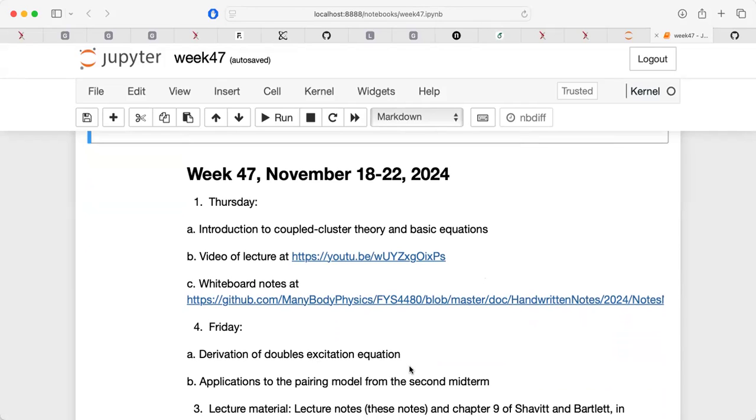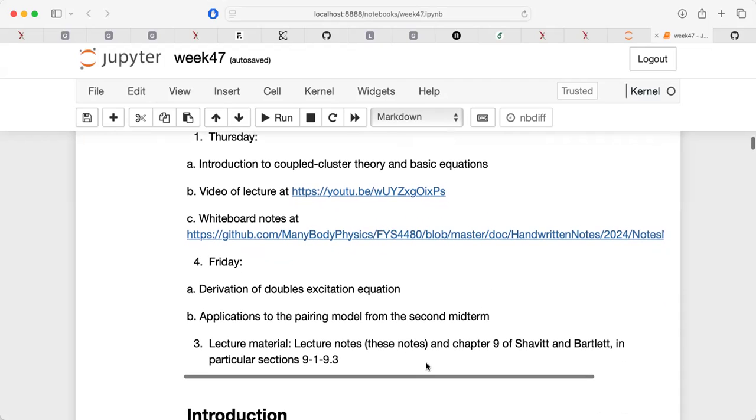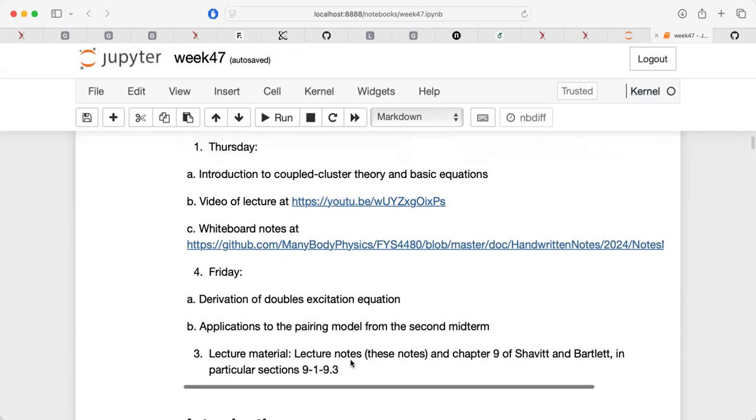And the pairing Hamiltonian itself is going to simplify further the type of equations which we are going to end up with. Now, most of the material here is actually from the first three sections of chapter 9 of Shavitt and Bartlett, but I wanted now to switch back to the whiteboard and quickly remind you of some of the things which we did yesterday. So let's do that and switch to the whiteboard.